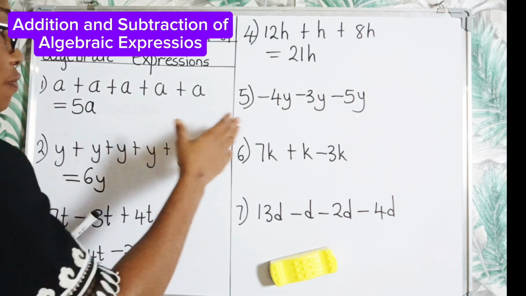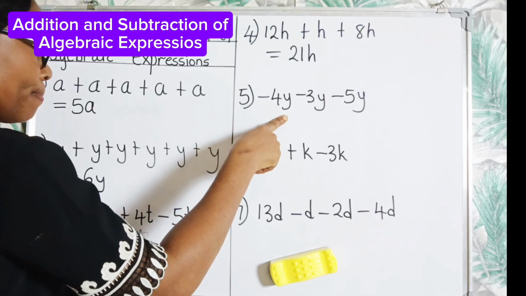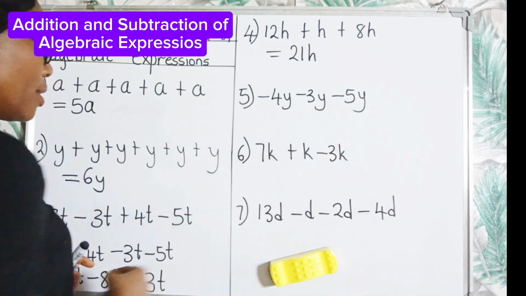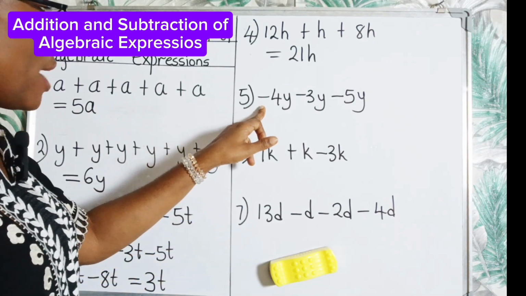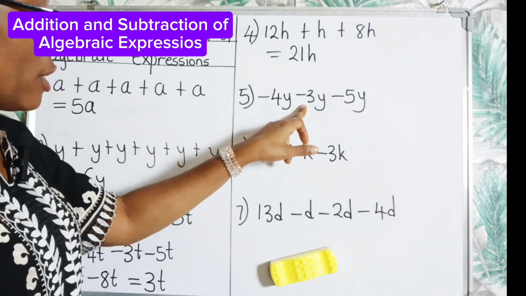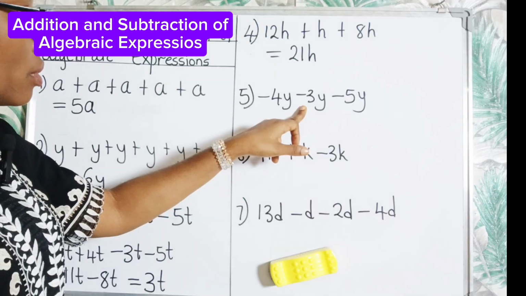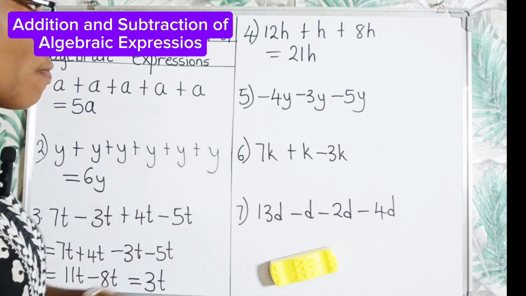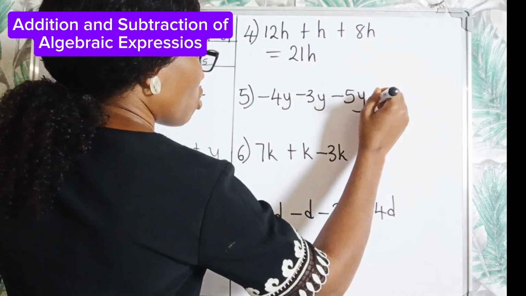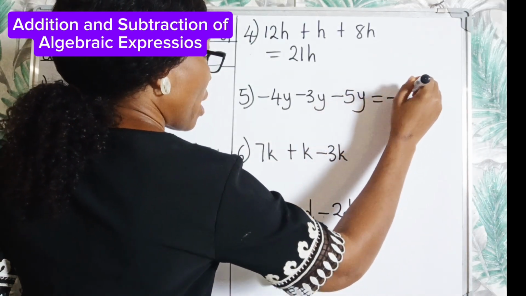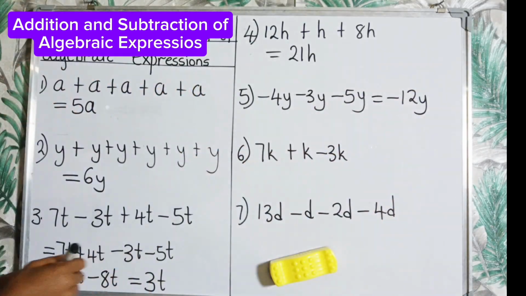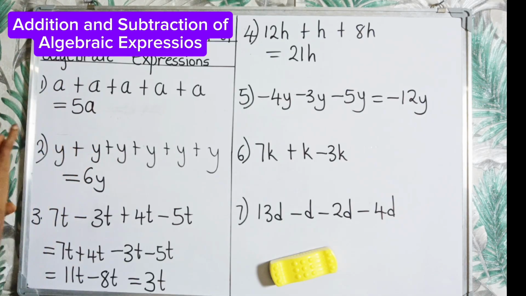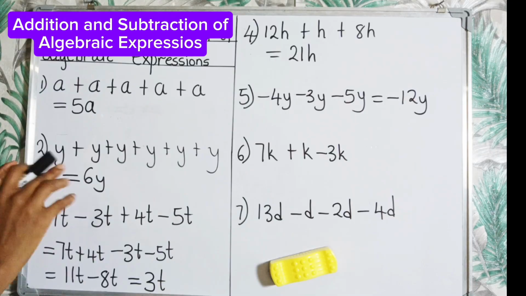Okay, here we have number 5. We have minus 4y minus 3y minus 5y. So minus 4 minus 3 is minus 7. Minus 7 minus 5 is minus 12. So this is equal to minus 12y.